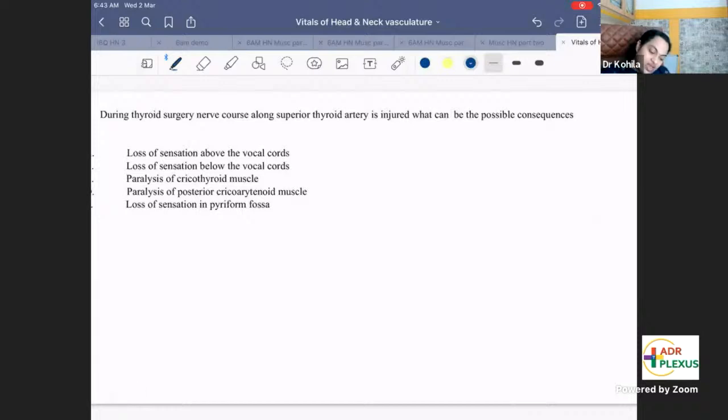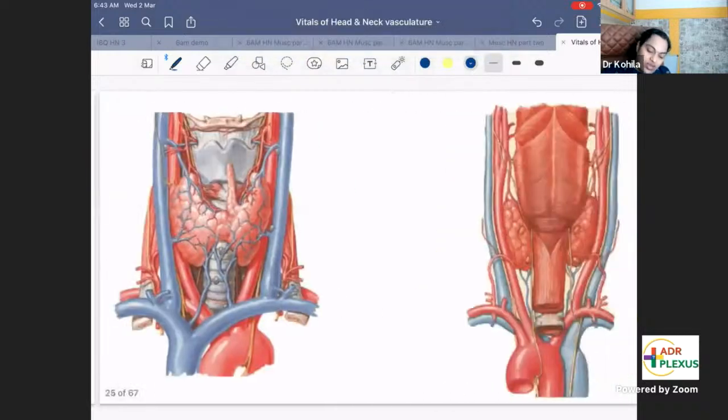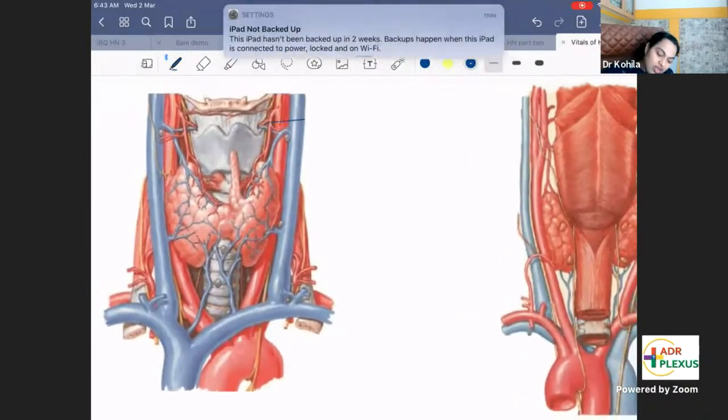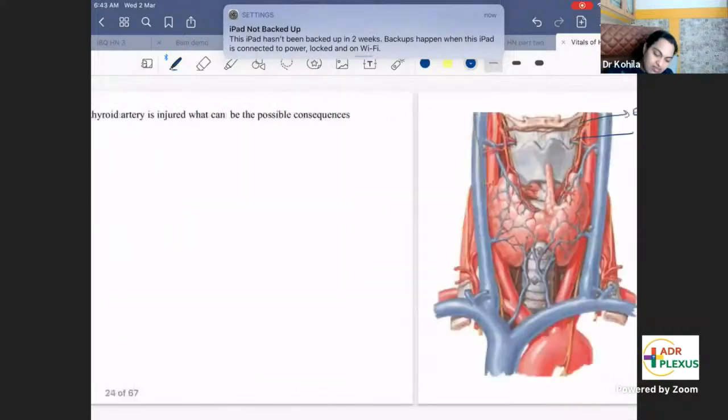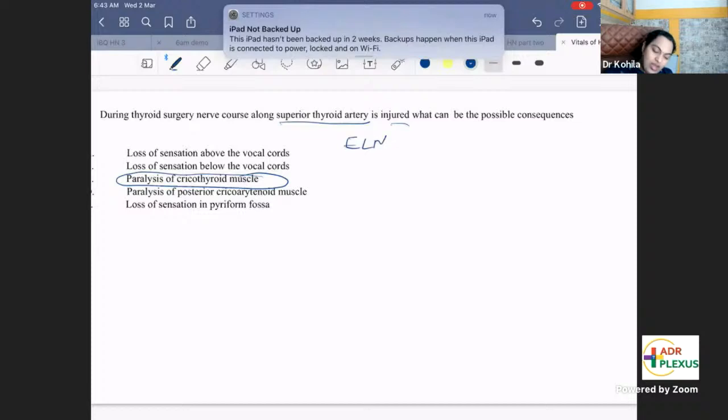During thyroid surgery, the nerve that goes along the superior thyroid artery is injured. What can be the possible consequences? Just now we saw, right? The external laryngeal nerve supplies the cricothyroid. This is the picture I want you all to understand for the previous questions. You can see the superior thyroid artery, and you can see the external laryngeal nerve. If the superior thyroid artery is injured, the nerve accompanying it is the external laryngeal nerve, which supplies the cricothyroid muscle.